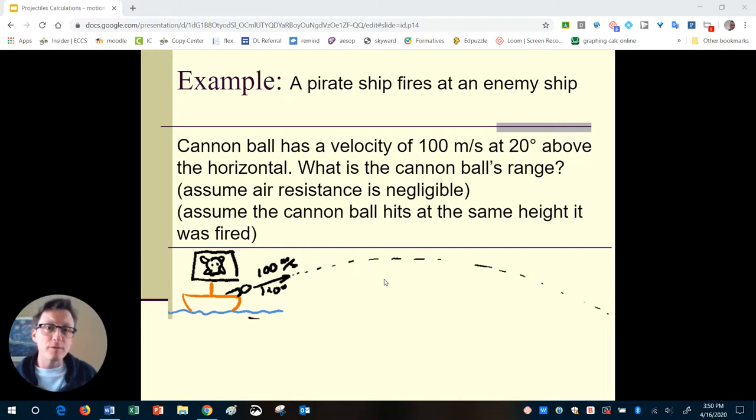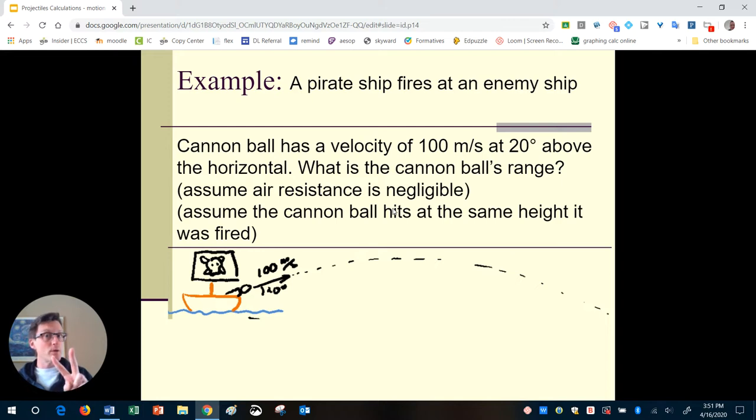I'm gonna show you a video, kind of a tour of how to do the projectile calculations on this first example from our notes. We have a pirate ship that fires at an enemy ship, and we know that the cannonball has a velocity of 100 meters per second at 20 degrees above the horizontal. We wanna know, what could we expect for the cannonball's range?